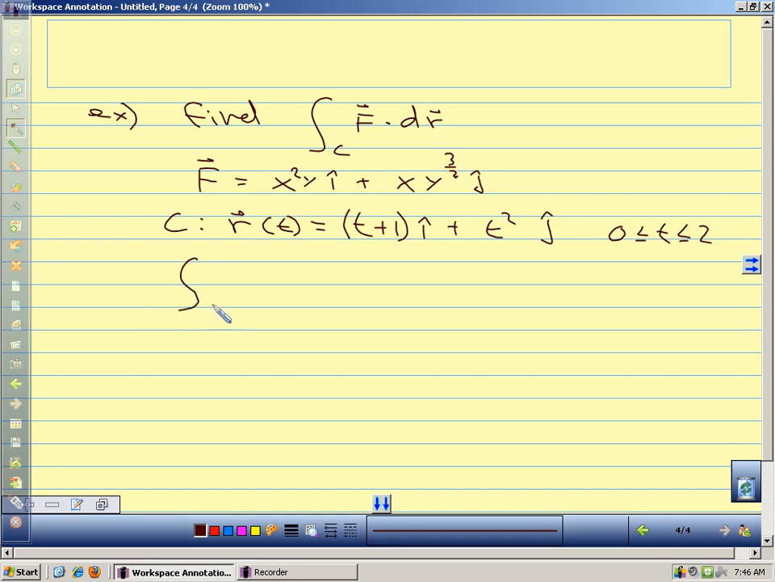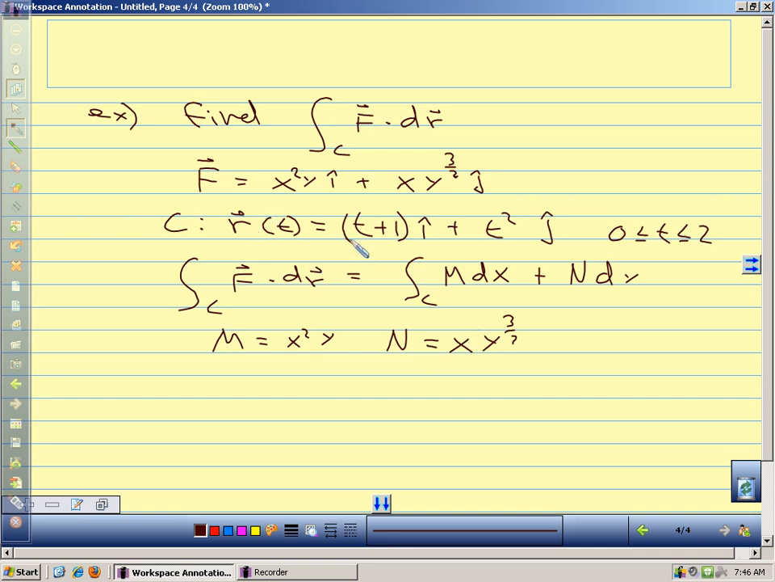So we said that the integral along our path of F dot dr was the integral along our path of M dx plus N dy. For this representation, M is x squared y, and N is x y to the 3/2.